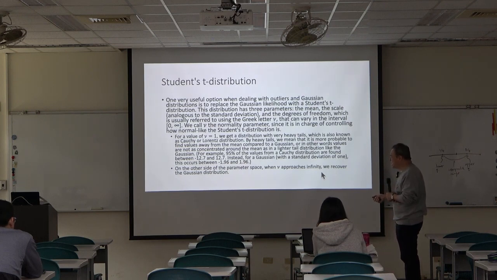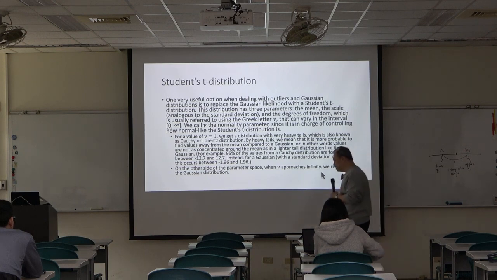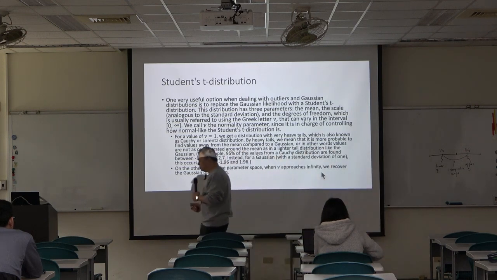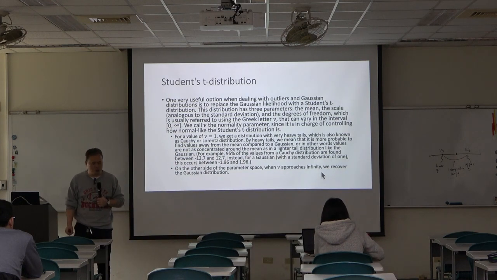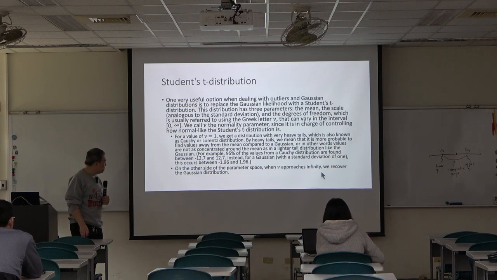On the other side, when v approaches infinity, we get a Gaussian distribution. So basically, this v value controls how similar the Student t distribution is to the Gaussian distribution. So you can say the Student t distribution is very versatile.